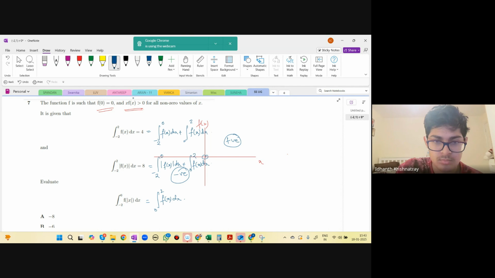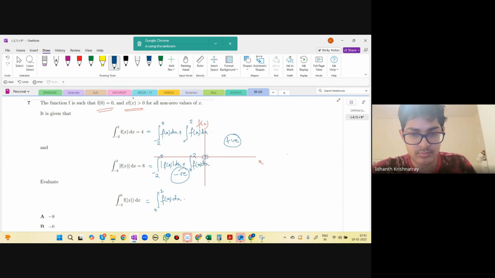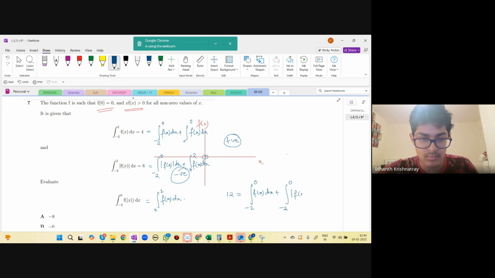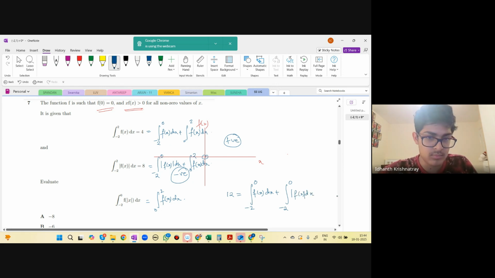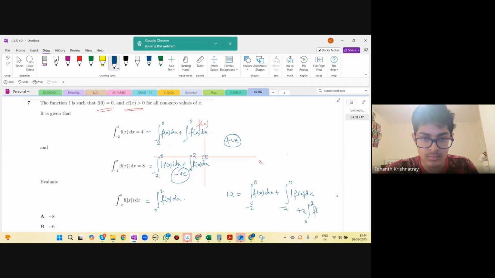Right? And I need this one. So if I add the two, then I get 8 plus 4, 12 equals integral of minus 2 to 0 of fx dx plus integral of minus 2 to 0 mod fx dx plus 2 times integral 0 to 2 fx dx.